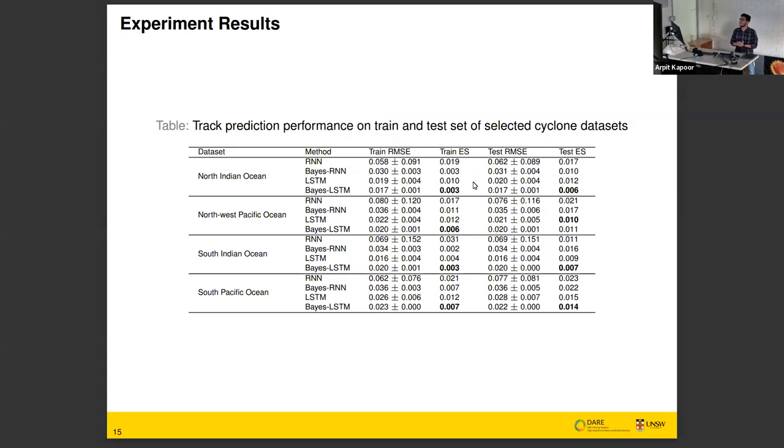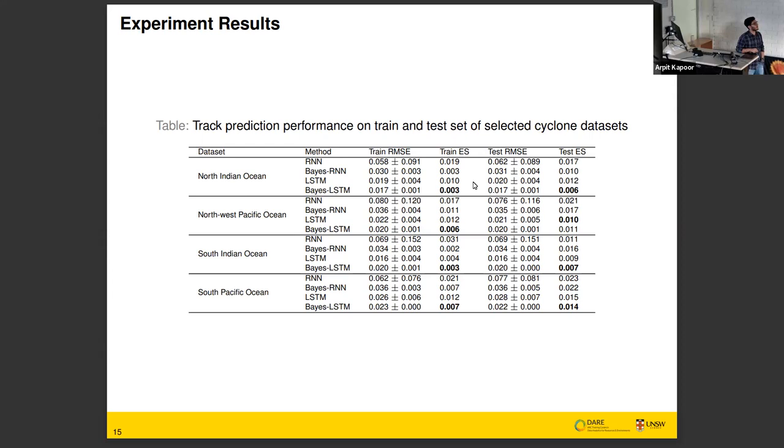Right, so here are some experiment results that we have documented. We show results for each of these four data sets, and we compare our Bayesian RNN and Bayesian LSTM with vanilla RNN and vanilla LSTM. In order to get these confidence intervals for vanilla RNNs and LSTMs, we've trained 100 LSTMs and 100 RNNs, and these intervals are generated using the frequency estimations from those runs. The first value represents the mean of the prediction, and the second value represents the standard deviation.